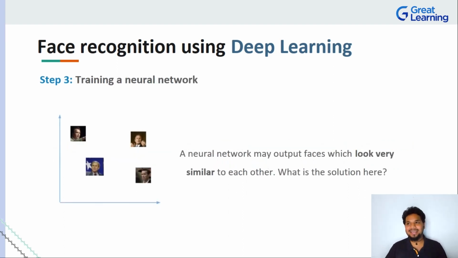Now, once that was done, the next step is what? You have everything you need to input into a neural network right now. So we start training a network, right? Look at the image on your screen right now. You will see 2 images of Arnold Schwarzenegger and 2 images of the ex-President of the United States, George Bush, right? So a neural network might output faces which look very similar to each other. If that is the case, what is the solution then, right? Maybe I asked the question saying, hey, find me faces of Arnold, and it brought out faces of George Bush as well. What do I do in this situation?